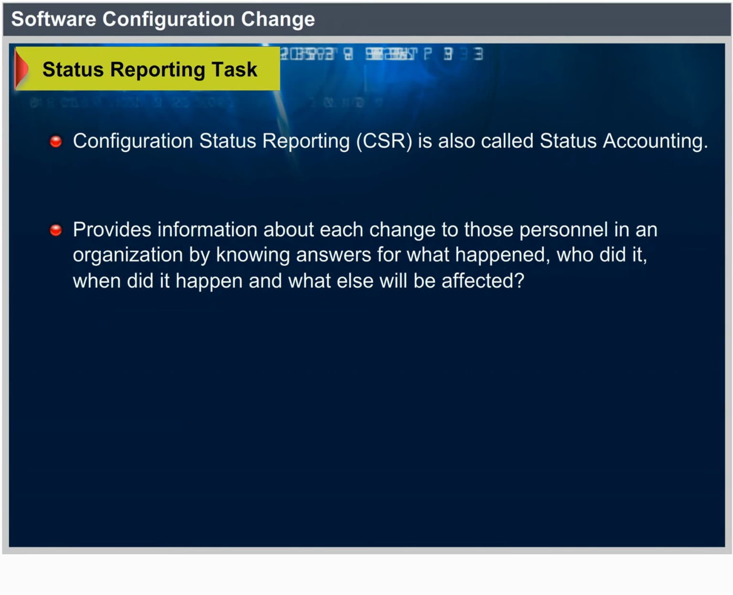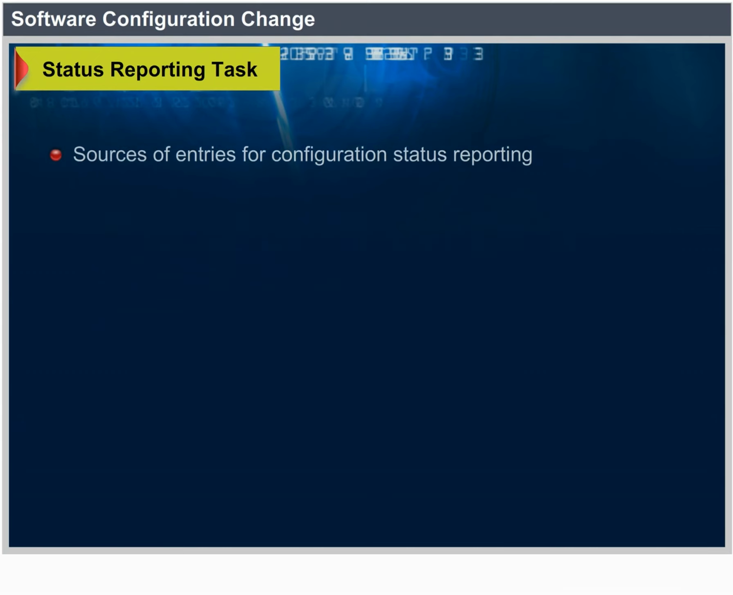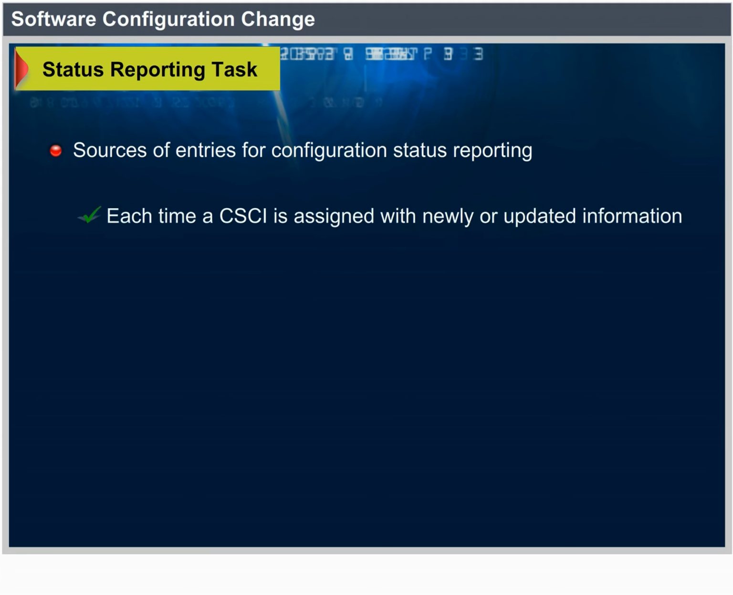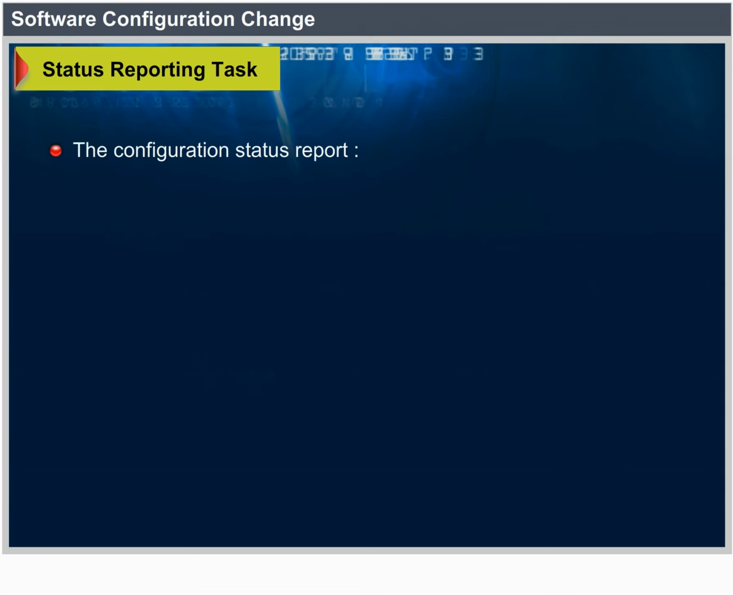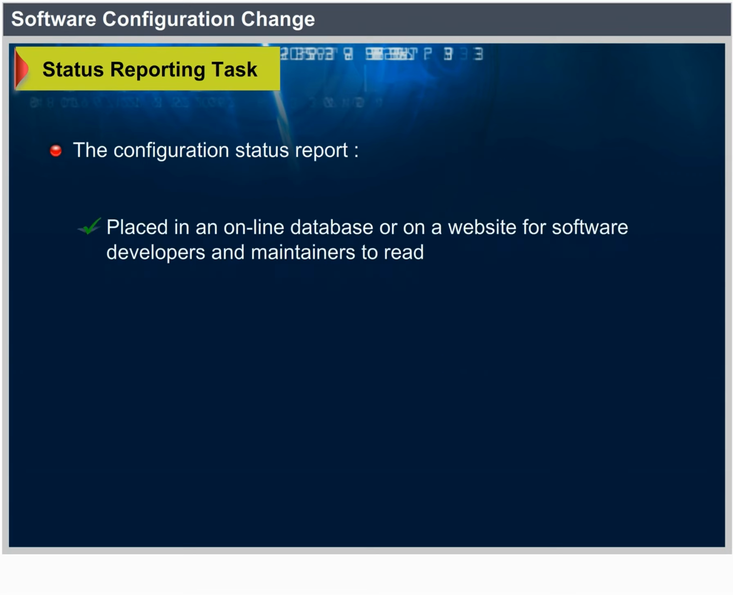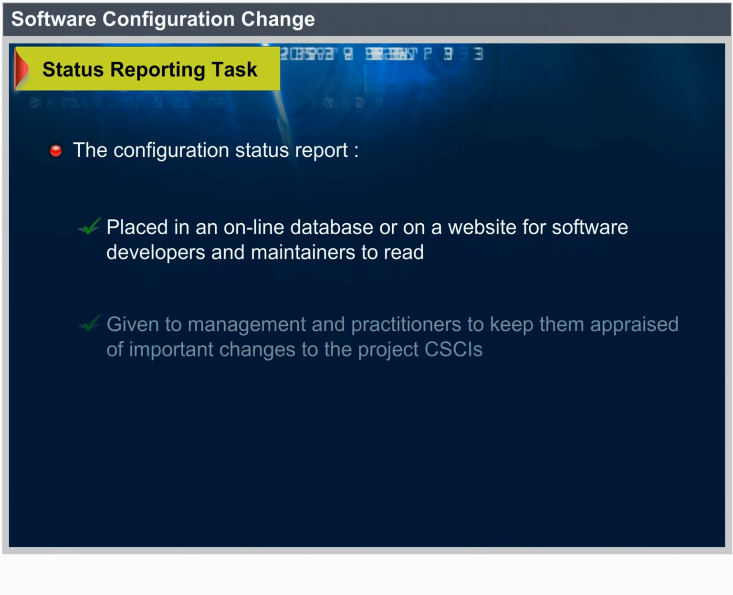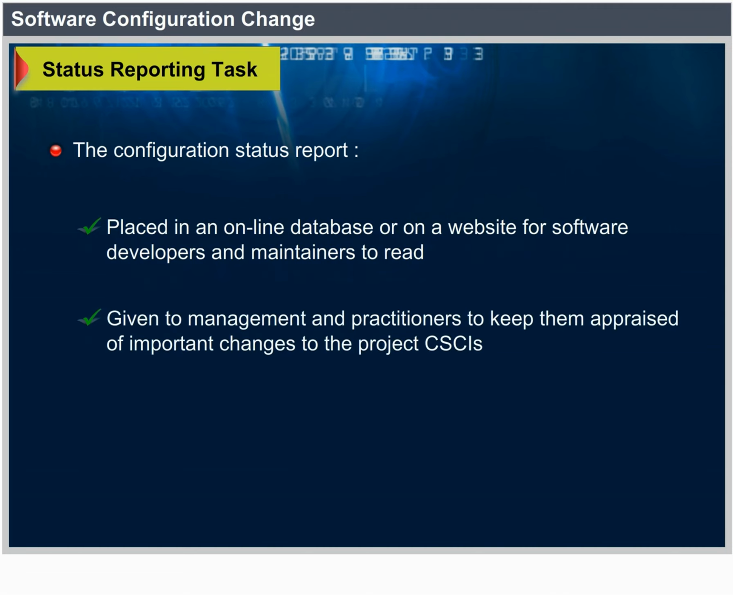Sources of entries for configuration status reporting: each time a CSCI is assigned new or updated information, each time a change is approved by the CCB and an ECO issued, and each time a configuration audit is conducted. The configuration status report is placed in an online database or on a website for software developers and maintainers to read, and given to management and practitioners to keep them apprised of important changes to the project CSCIs.